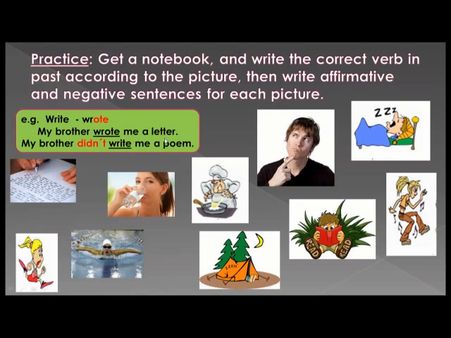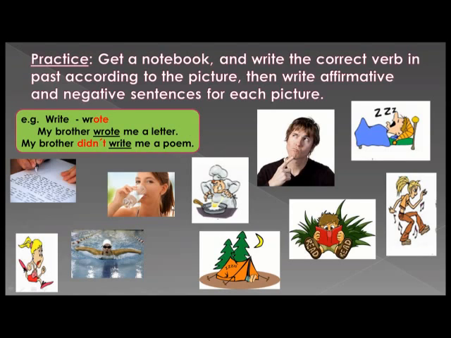A letter is probably to tell me something. A poem is something romantic or inspired. Okay? And let's take into account that over here the verb is in present, because the auxiliary is here and this is negative. My brother didn't write me a poem, and my brother wrote me a letter. So in the affirmative part, he wrote me a letter, and in the negative part, he didn't write me a poem.